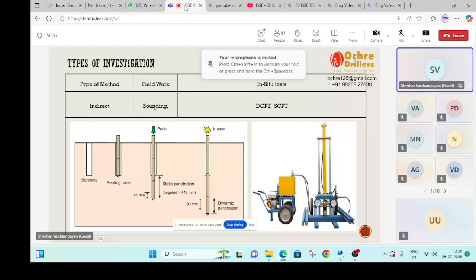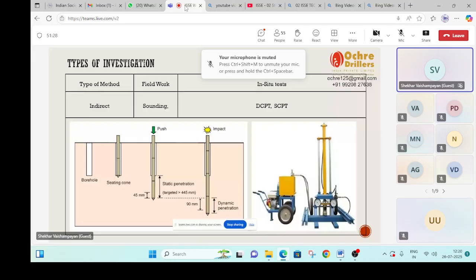What is DCPT? DCPT is nothing but using the SPT hammer with a cone, a cone shaped somewhat similar to this, and SPT rods. If you use them, then the test is called DCPT, the dynamic cone penetration test, as opposed to the static cone penetration test. So this is the first method. When the method is indirect, samples will not come out in this case. You are directly recording the resistance encountered, and you are processing it.